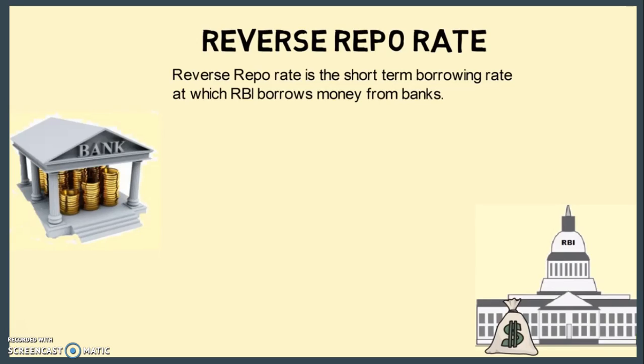So what does the bank give you in a savings account? It gives you 3.5%, right? Similarly, when the RBI wants the money and takes it from the bank, or the bank keeps its money with the RBI, it is called the reverse repo rate.